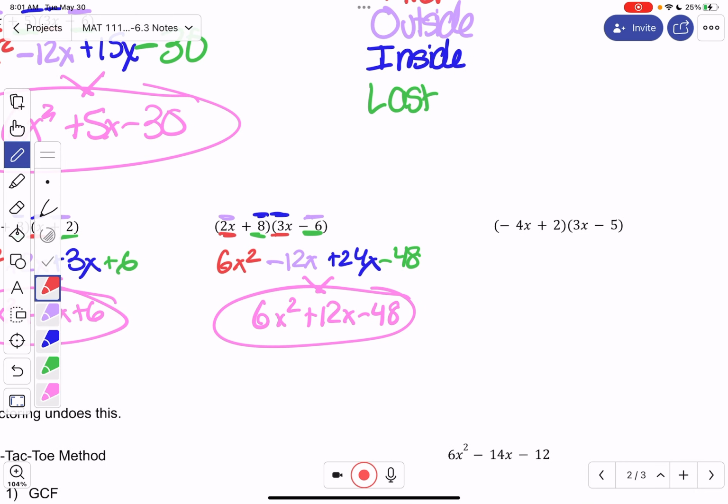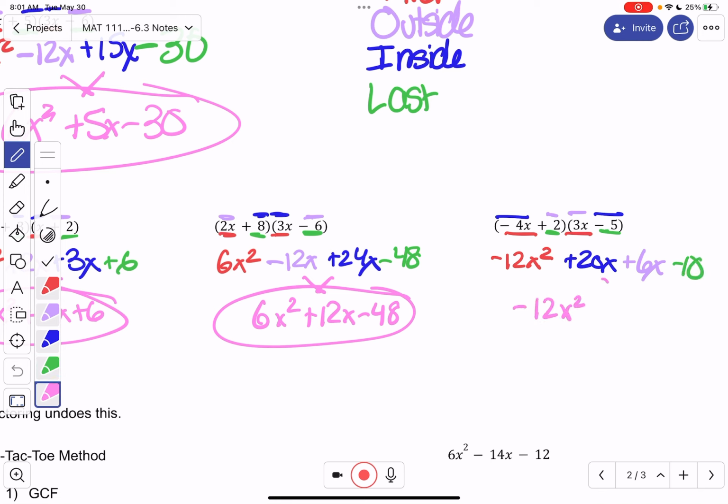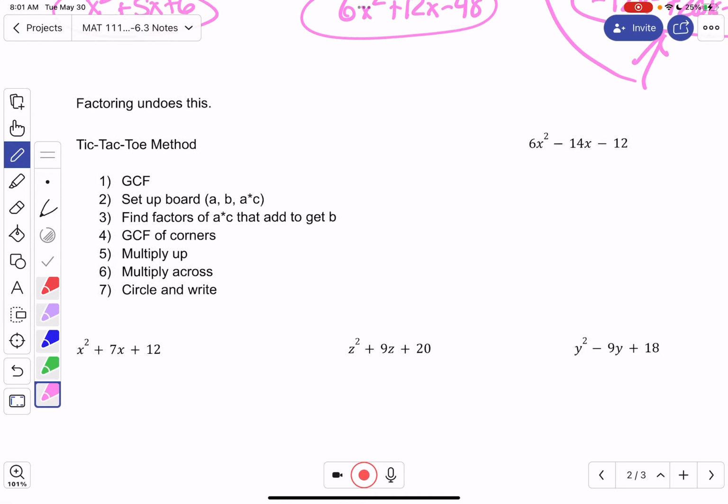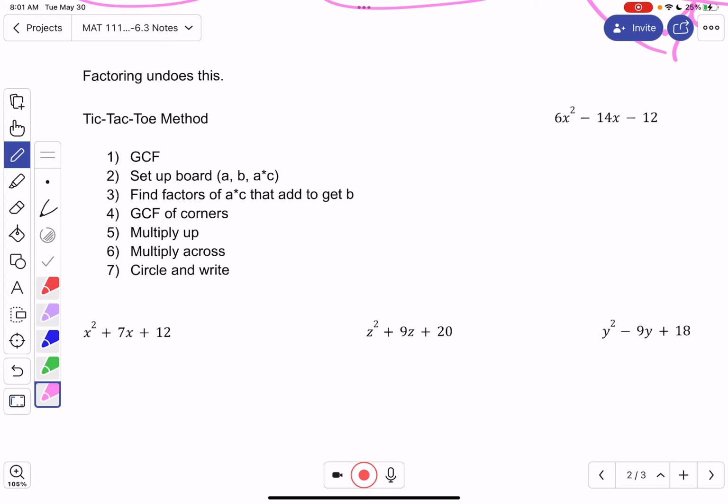And the last one, first times first, outside times outside. I switched my colors, but inside times inside, last times last, combine like terms, and you have your trinomial. Factoring undoes this process. It takes the trinomial and turns it back into the two binomials. So you may know another method and feel free to use that one.